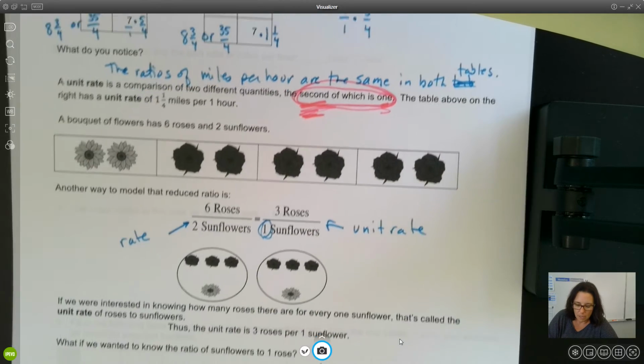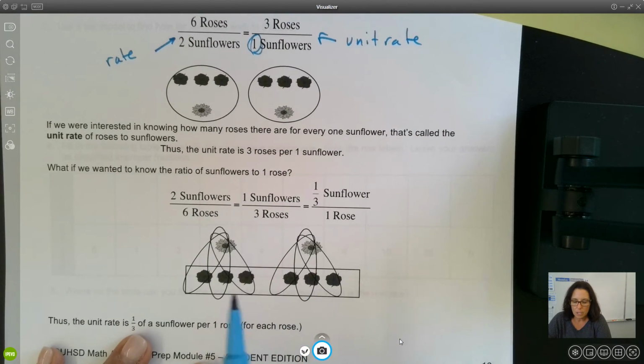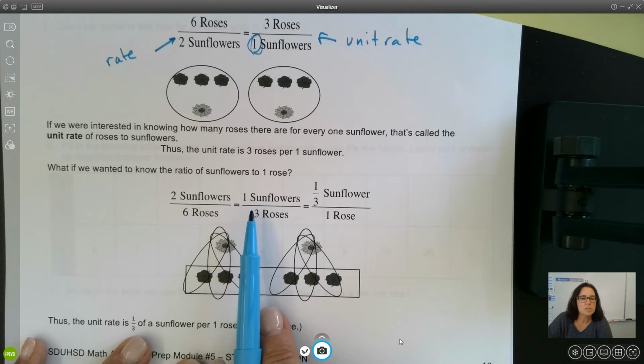Okay, if we were interested in knowing how many roses there were for every one sunflower, that's called the unit rate of roses to sunflowers. The unit rate is 3 roses per one sunflower, as we saw here. What if we wanted to know the ratio of sunflowers to one rose? We need to have roses in the denominator this time. So 2 sunflowers for 6 roses, and the way that reduces is you get 1 sunflower for 3 roses.